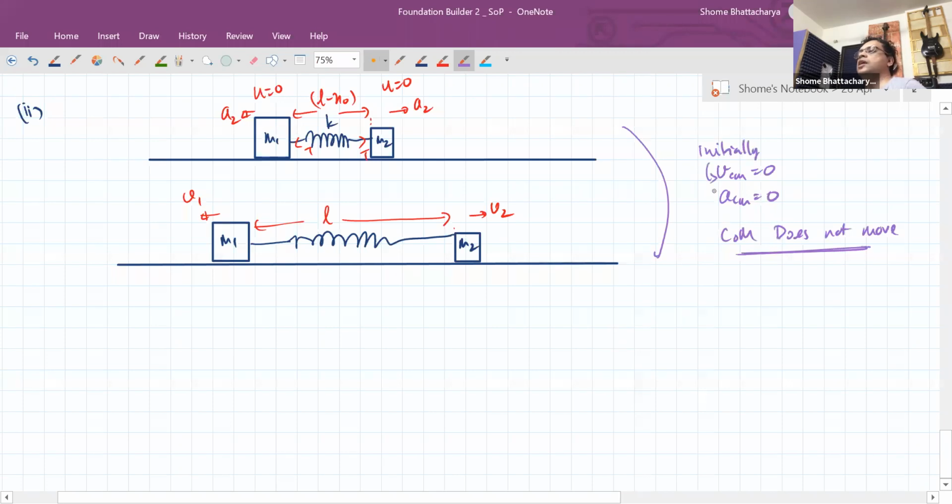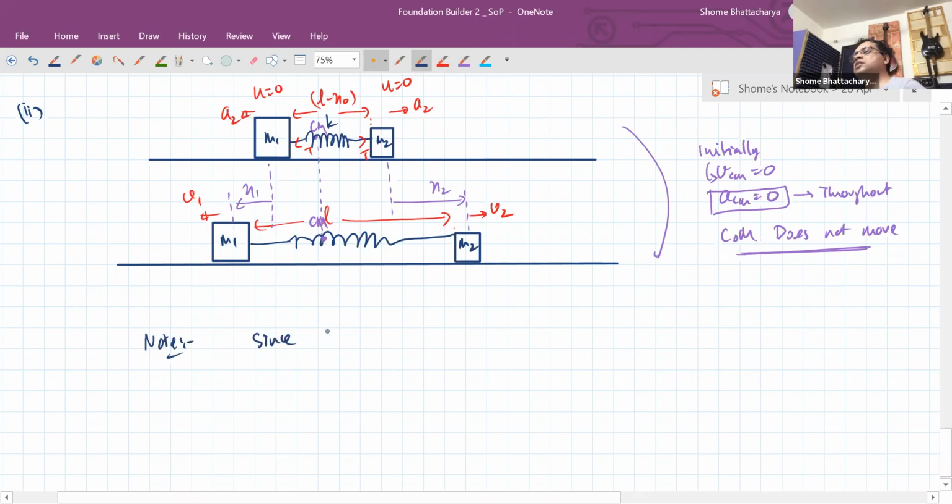Initially, VCM is 0 and the acceleration of the center of mass is 0 throughout. So that means that the center of mass does not move. This is where the center of mass was initially. Then in the final diagram also, it's not moving. It's remaining at the same position. But while the center of mass is not moving, this block is moving by, let's say, x1, and this block is moving by x2.